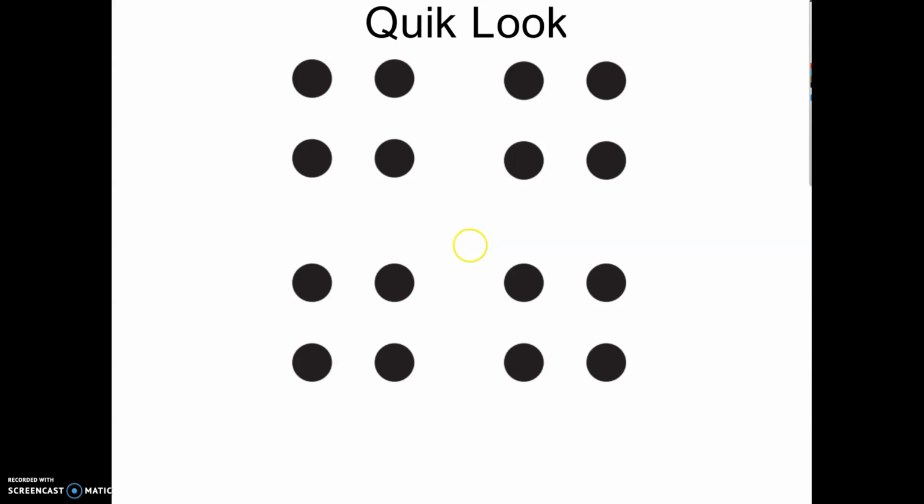I saw 3 rows of 3, and I know that 3 times 3 is 9. Let's try this one. What did you see? And how did you see it? I saw a group of 4 here, 2 groups of 4 at the top, and 2 groups of 4 at the bottom. So I saw 4 groups of 4, and I know that 4 times 4 is 16.